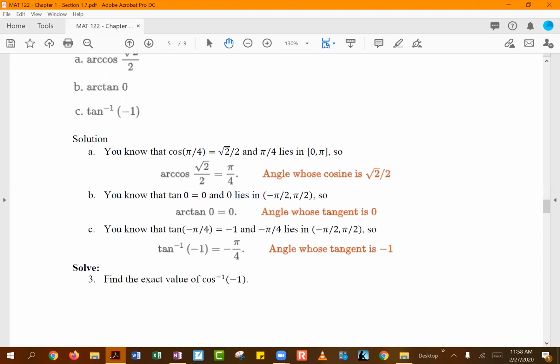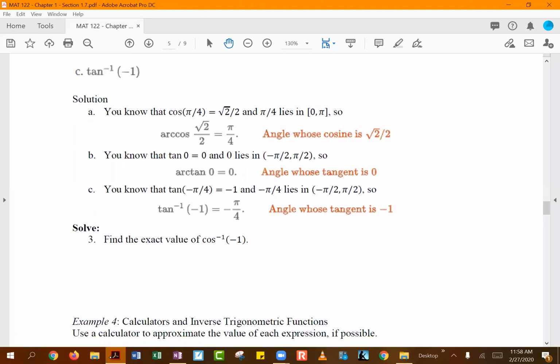0? 0. And 180? Yeah, exactly, at 0 and at pi, but we cannot use pi because pi would be outside this range, right? Because pi is more than pi halves. So you're only looking at 0 in this case.